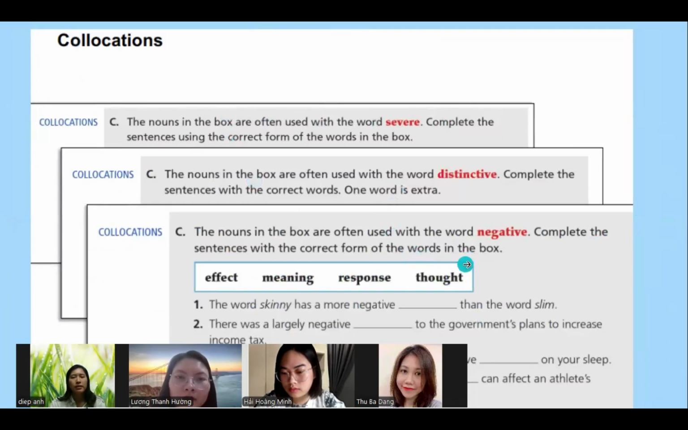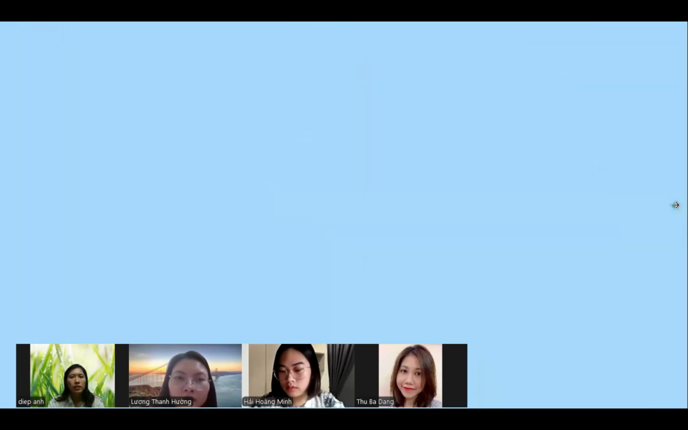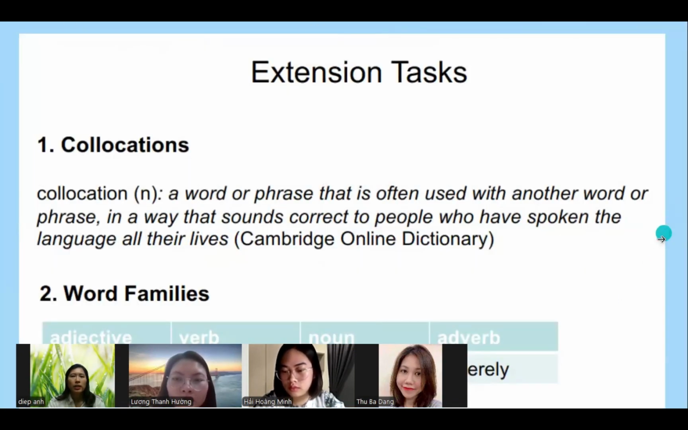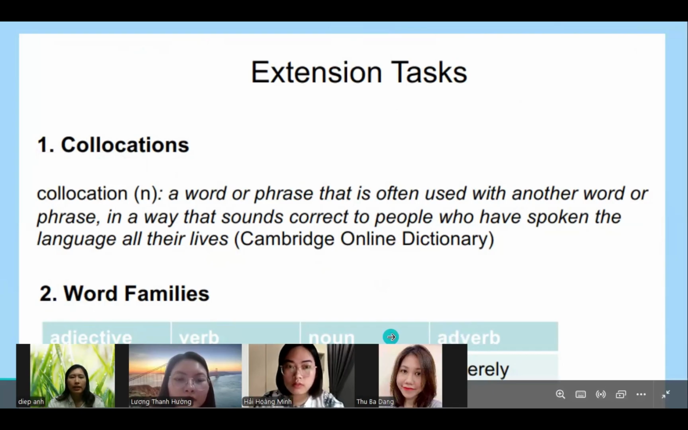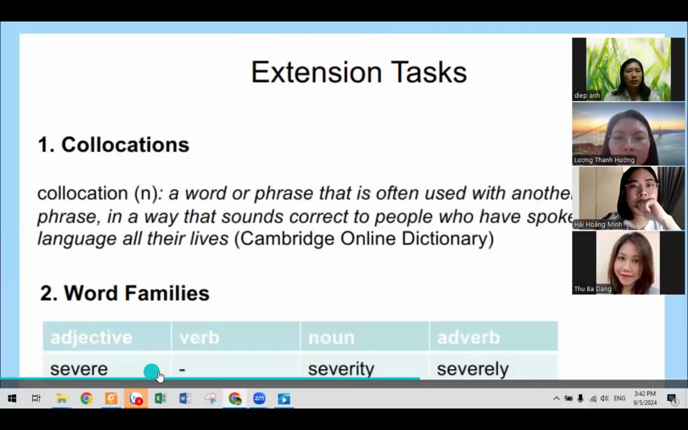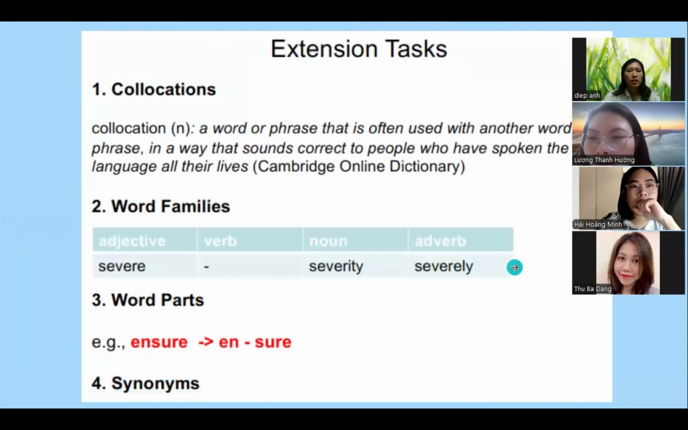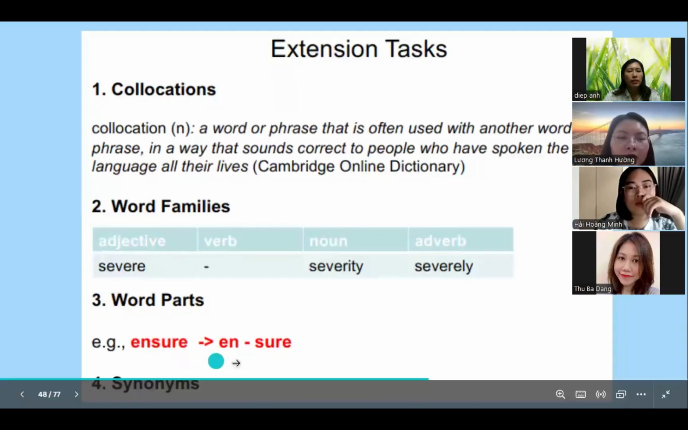And this is a kind of lesson. Sorry, this is not a lesson. This is a test about collocation. And with the extension task, the first one is collocation. The second one, we can make the word family. Like we have severe. Severe is an adjective, severity is a noun, and severely is an adverb. And the third one, we have word parts. We can use a prefix like this one. And the last one, we have the synonym.